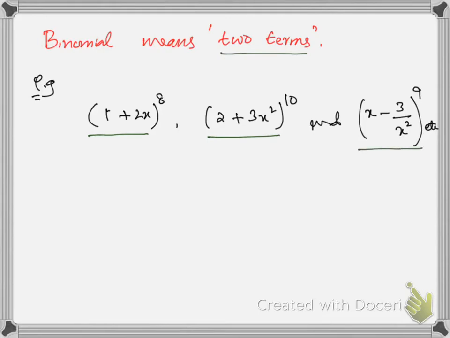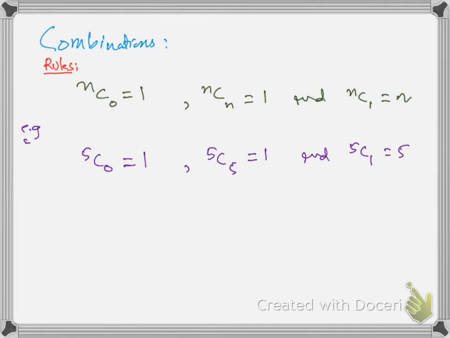You will see in the first question, the first term is 1. In the second and third examples, the first term is not 1. Combinations. We use combinations in the binomial theorem. There are some rules regarding combinations which will make the calculation simple.